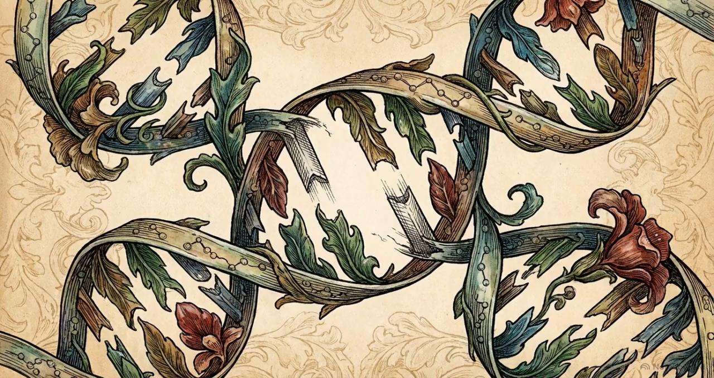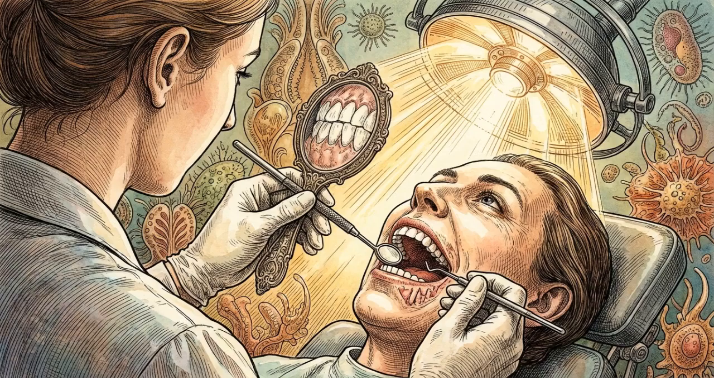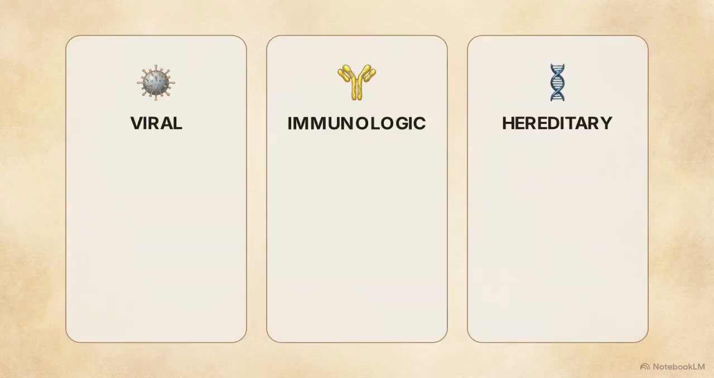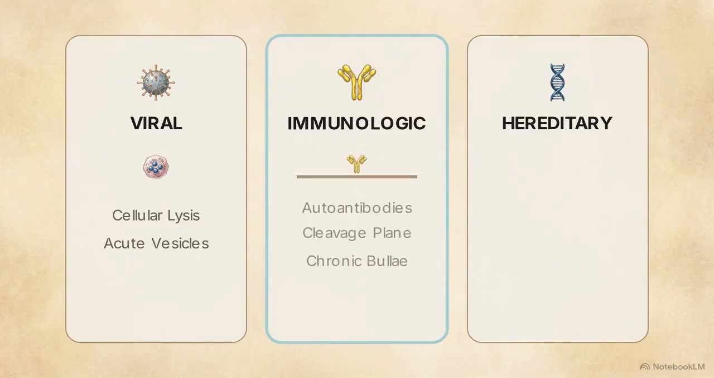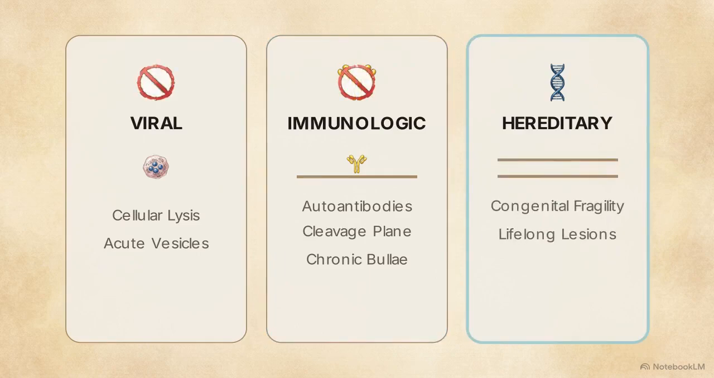Hereditary blistering conditions inflict lifelong trauma because the vital architectural foundation of the tissue was never properly coded in the patient's genome. We return to the clinical reality, a patient presenting with a painful, nonspecific mucosal ulcer. This matrix organizes the three mechanistic pathways that lead to an end-state ulcer. Viral diseases rely on cellular lysis, driving acute vesicles. Immunologic diseases use targeted autoantibodies, determining the cleavage plane of chronic bullae. Hereditary diseases rely on congenital fragility, causing lifelong lesions.